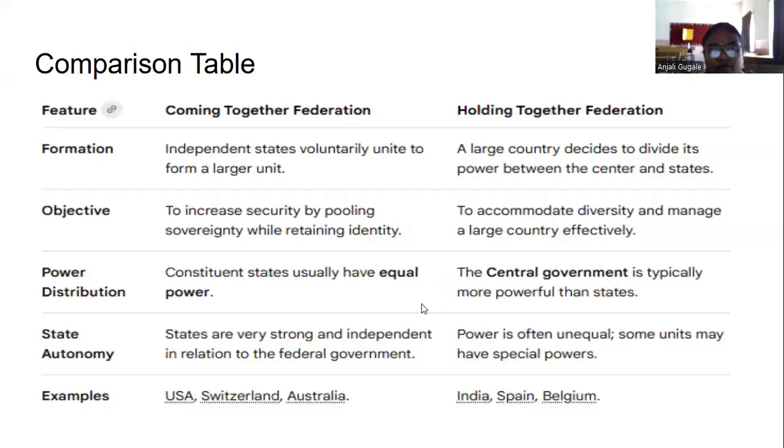So here, when we talk about the coming together and holding together federation, there are two types of federal countries in the world. One is known as the coming together federation, and the other is known as the holding together federation. Now, what is a coming together federation? It is a federation wherein independent states voluntarily unite to form a larger unit.